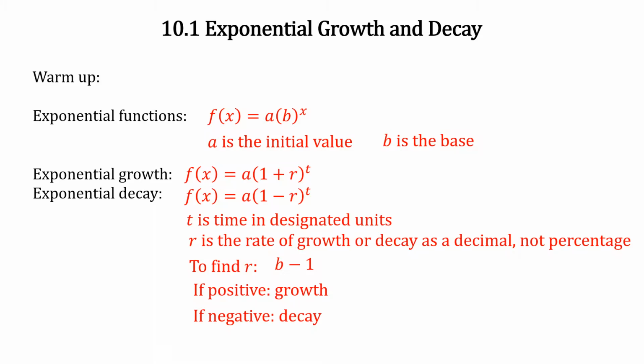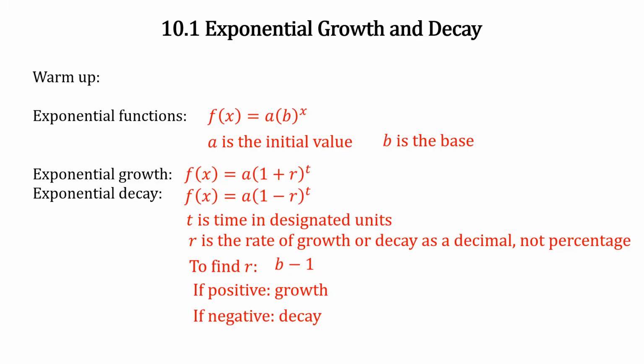Okay, so we're going to talk about exponential growth and decay. We have a times b to the x as our normal exponential function. A is the initial value, b is the base. For exponential growth, that b changes to 1 plus r to the t, and for decay, 1 minus r to the t.